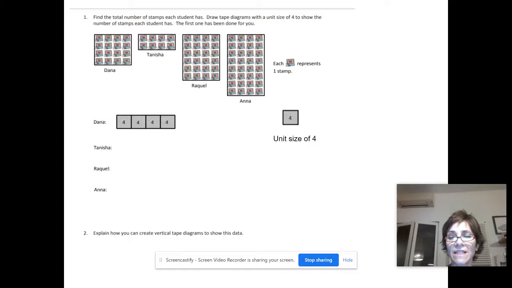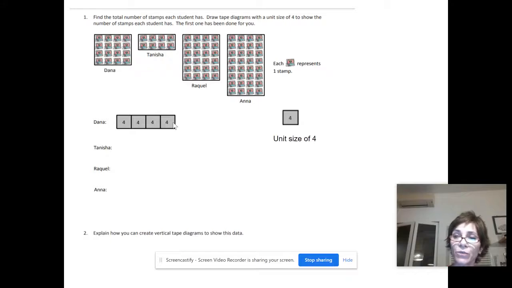Now we have to draw a tape diagram to represent the stamps that Dana has. So we have to put these stamps in a tape diagram where each unit has a value of 4. So each of these little squares corresponds to 4 stamps. How many units are we going to use? Well, we're counting by 4s, right? We can do 16 divided by 4. We can count by 4s. 4, 8, 12, 16. So we have 4 units of 4. 4 times 4 is 16. And this will be the tape diagram for Dana.